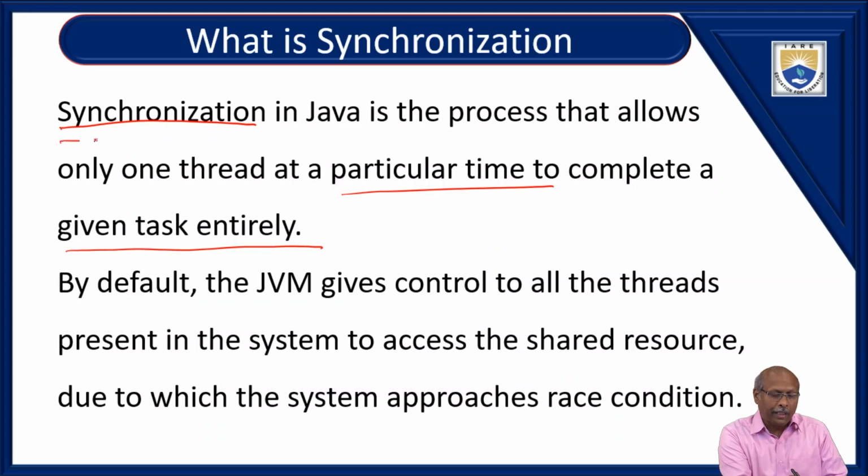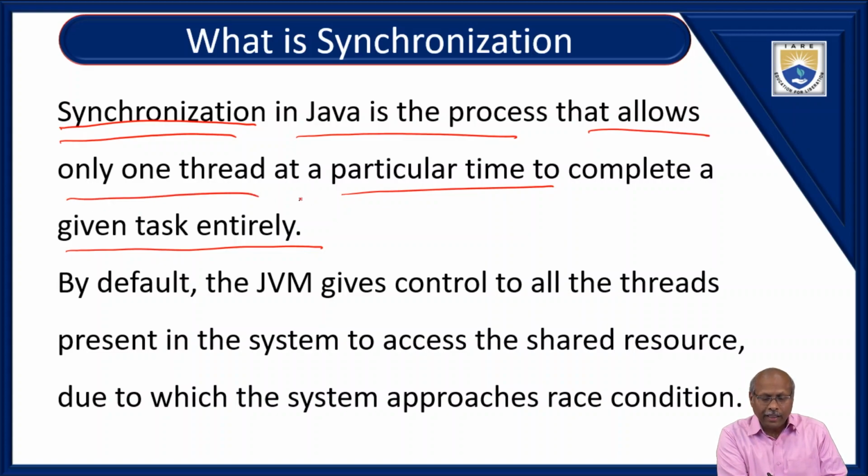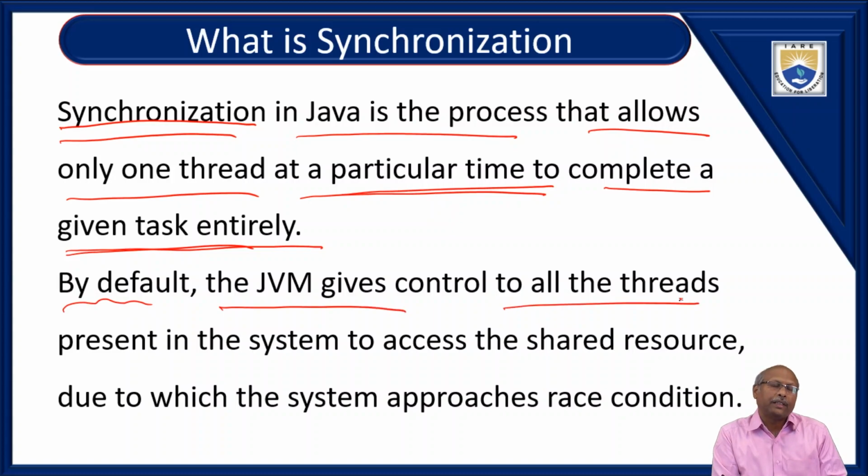So in a simple form I can say synchronization in Java is a process that allows only one thread at a particular time to complete a given task entirely. Generally, by default, the JVM gives control to all threads, because in a program there may be multiple threads. If you are not doing any synchronization, then all threads will try to access all the resources at a time, so there may not be any systematic completion. To control the resource in a systematic way, you need the concept of synchronization.